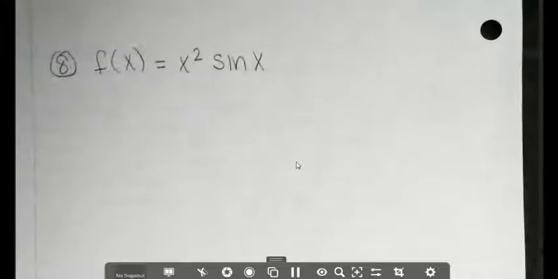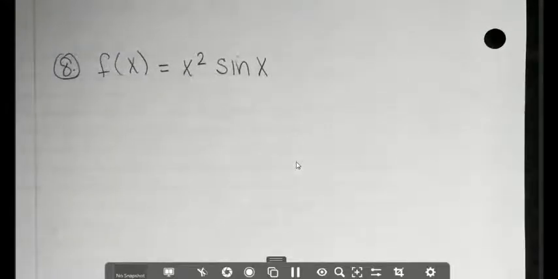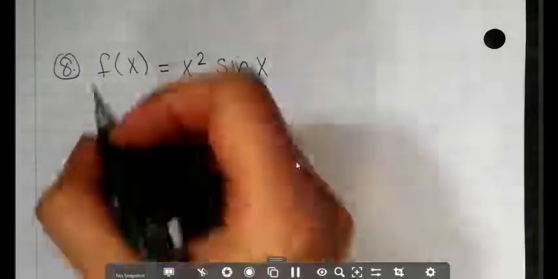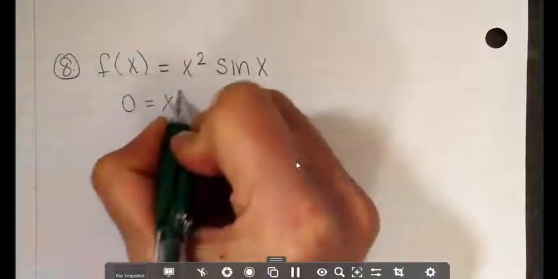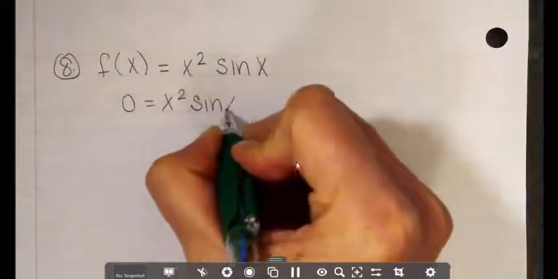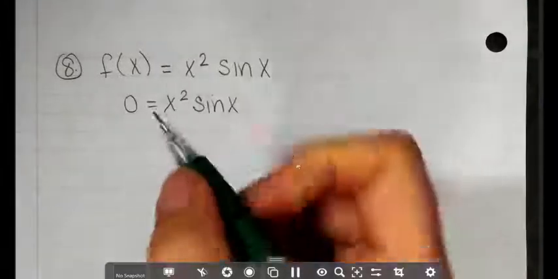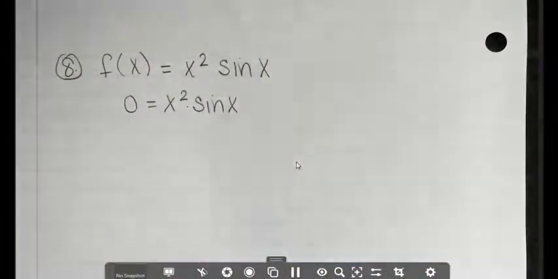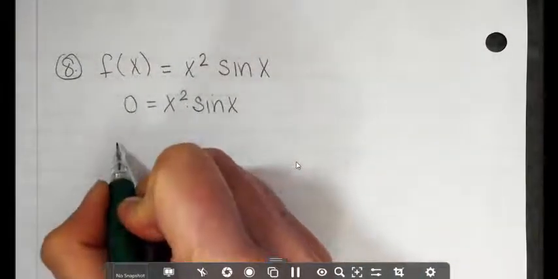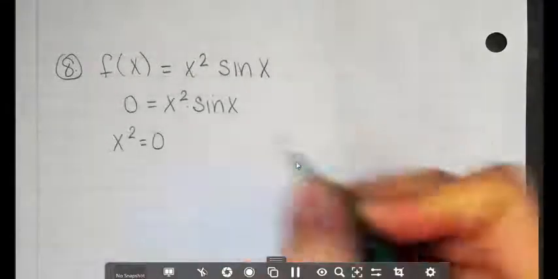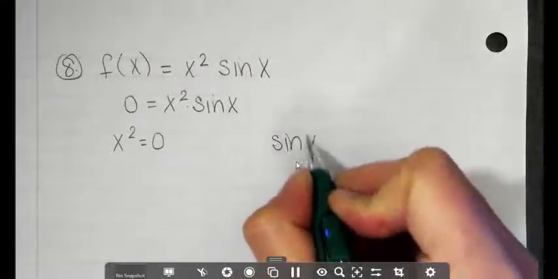Okay, so number 8 is f of x equals x squared times sine of x. All right, so we're looking for where this thing equals 0. What I see here is a couple of factors, right? There's multiplication happening here. So I want to figure out where x squared equals 0, and I also want to figure out where sine of x equals 0.